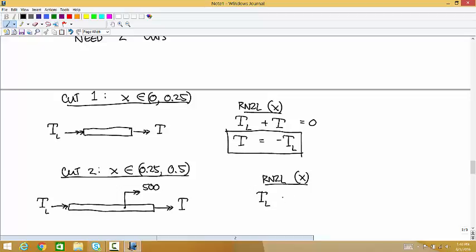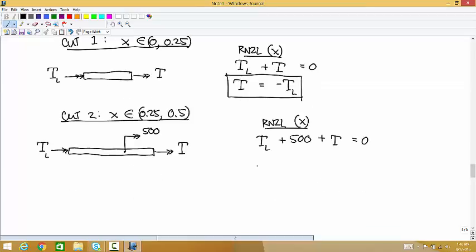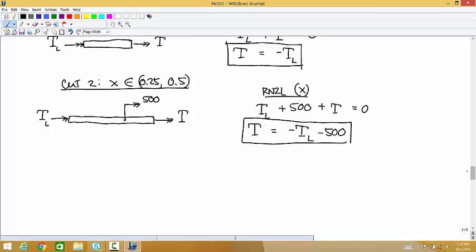So the rotational equation says TL plus 500 plus fancy T is equal to 0. So fancy T is equal to negative TL minus 500. So this first expression gives us the internal torque in terms of the variables we've already defined for the first half, and then this expression gives it in terms of the variables we already have for the second half.